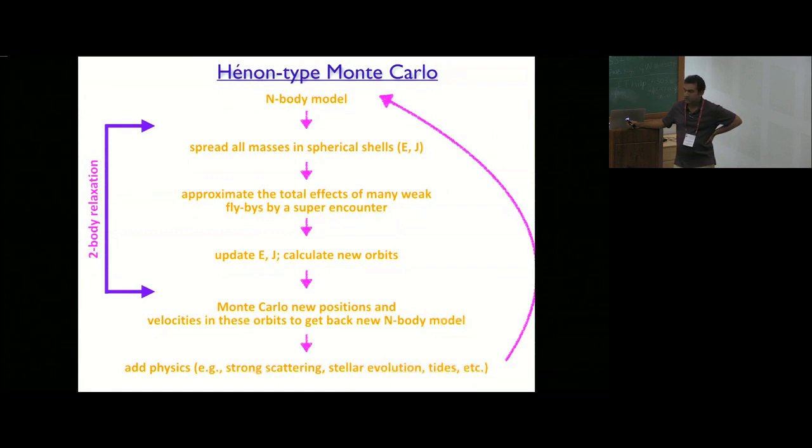Yes, but I'll come to why this is more powerful than simply evolving a probability distribution. So now you Monte Carlo the new positions and velocities. So essentially, at this stage, you started with an n-body model. At this stage, you have a new n-body model, which is a valid solution of the Fokker-Planck equation. But instead of having a smooth density function and smooth probability distribution, you again have a discrete stellar representation.